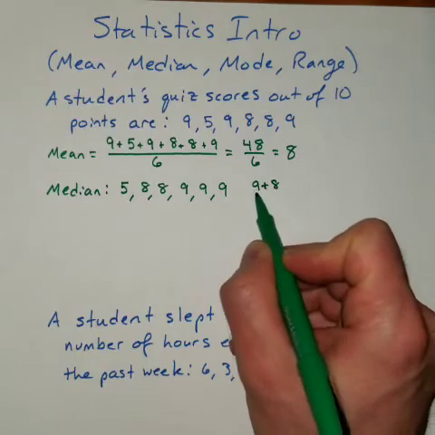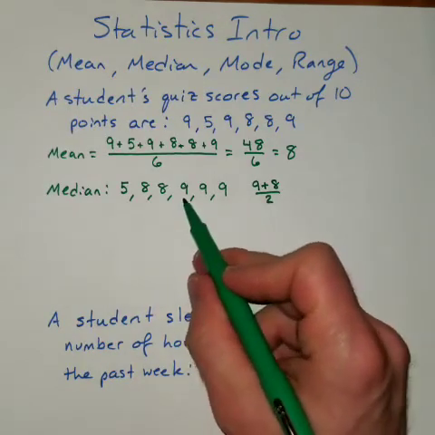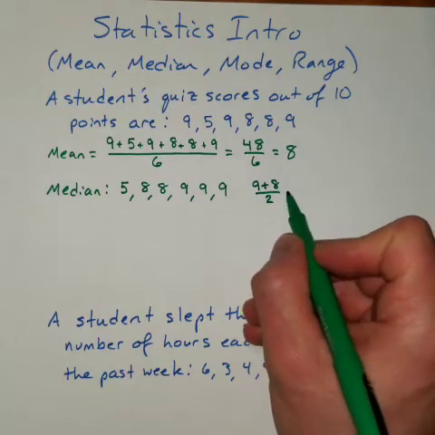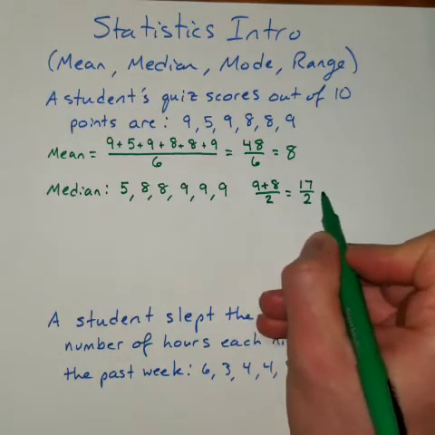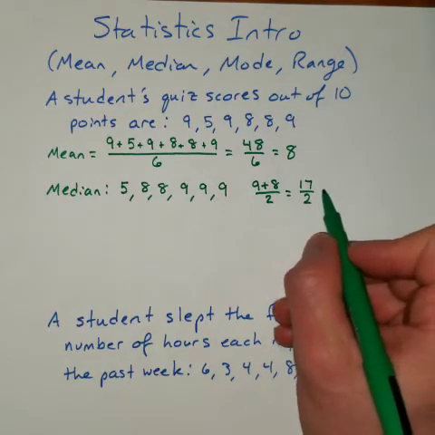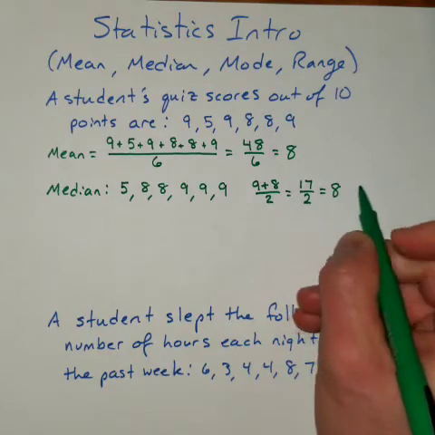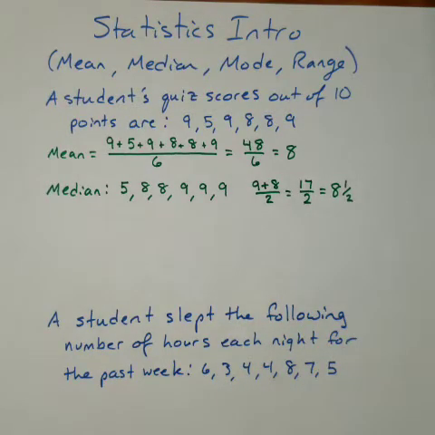Oh, I did those backwards, doesn't matter. Take the 8 and the 9 in the middle, add them together, and divide by 2. What you'll get is 17 over 2. Now 17 divided by 2 is 8.5. So 8.5 is the median, so about an 85%.